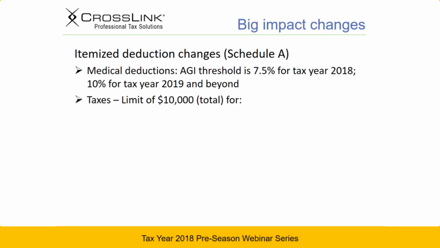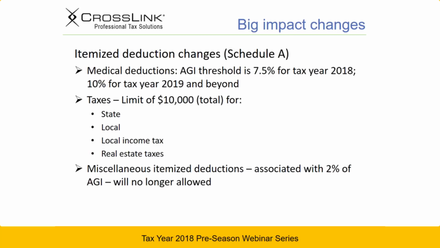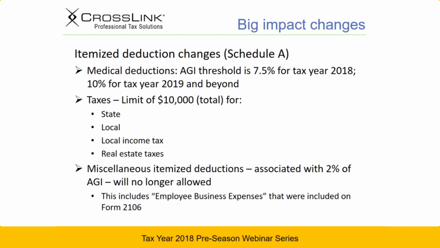Beyond that, when it comes to taxes, please note that when you want to itemize these deductions, there's a $10,000 limit, total, complete, for your state and local income tax and your real estate taxes. And when you take a look at standard deductions, all of a sudden this is going to change the game, and you're going to find that most people are going to end up taking the standard deduction because of this. Also, miscellaneous itemized deductions associated with 2% of the adjusted gross income will no longer be allowed. And this includes employee business expenses that were included on the Form 2106 in the past.